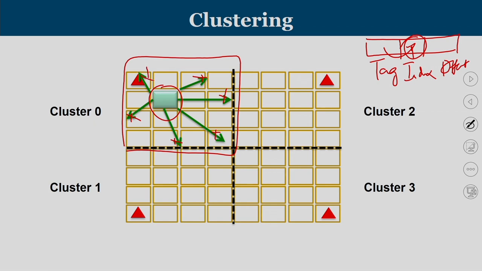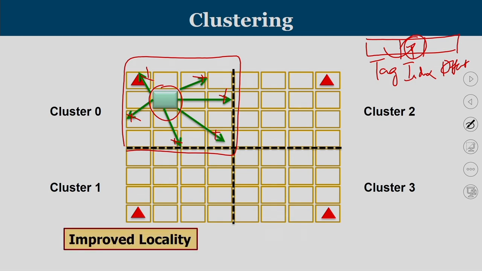This actually reduces the latency of the misses generated by the application and reduces its interference with packets generated by other applications from other clusters also. This will improve your locality. So there will be some other application which are strictly mapped into that core.